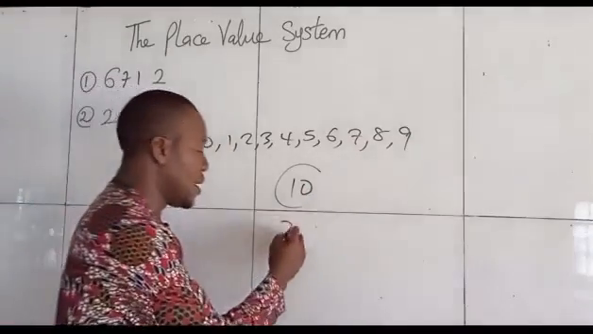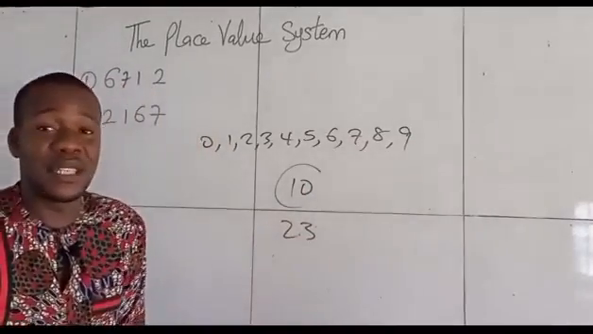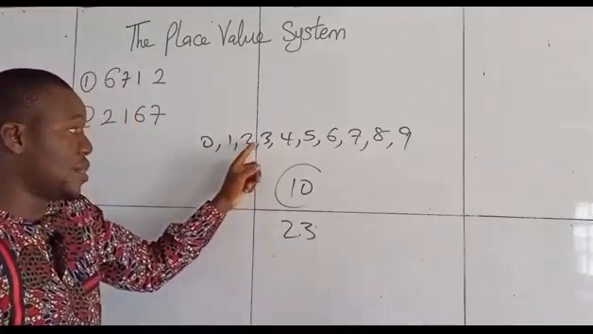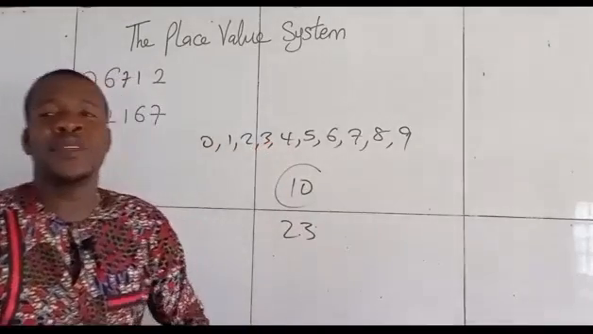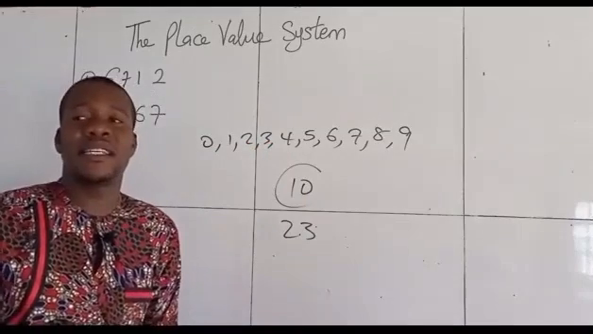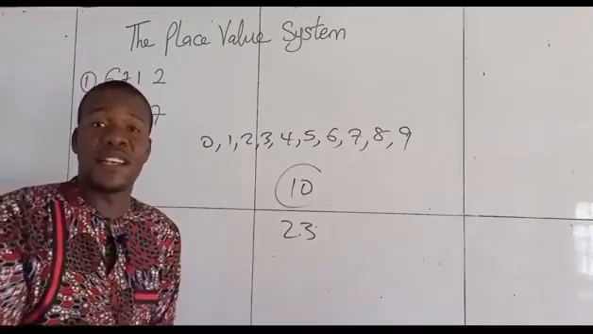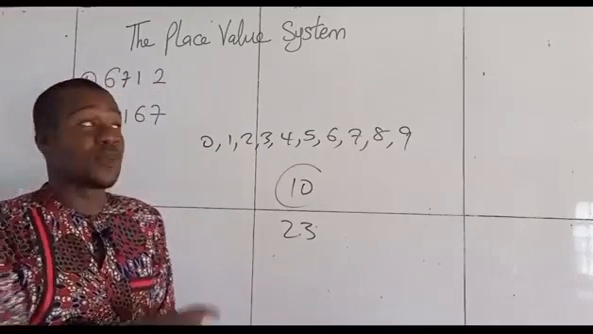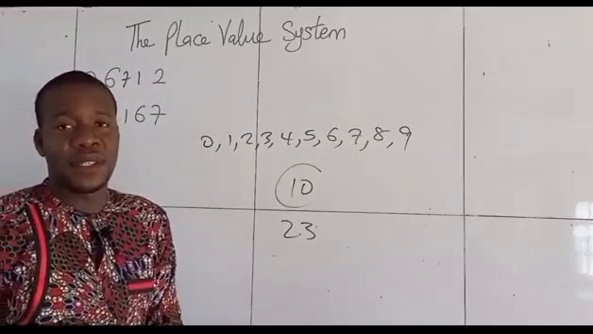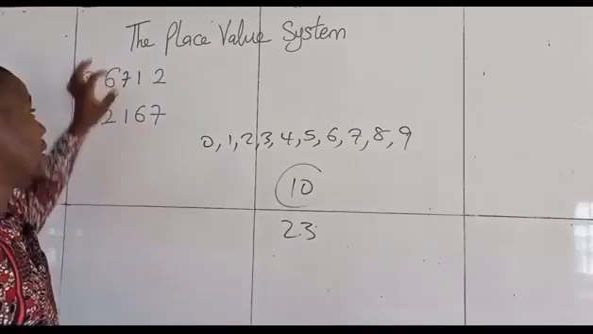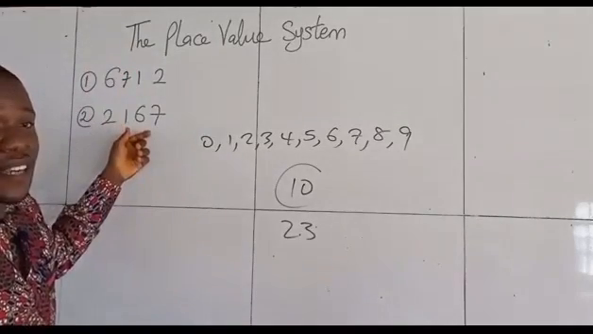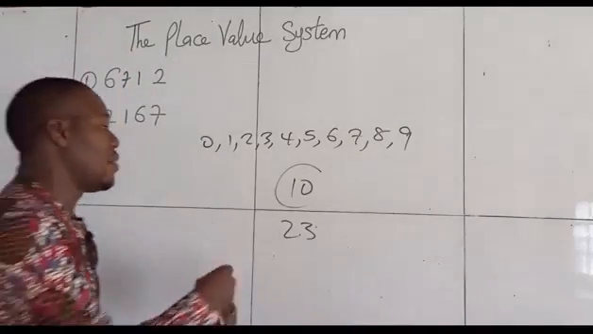So we can get 23 while writing numbers. It's not a new digit. It's a combination of 2 and 3. So while dealing with numbers, there are cases where digits are found in different positions, and these positions determine the value of the digit. And that is what we call the place value system. And that is why this number is different from this number. So let's talk about their place value.